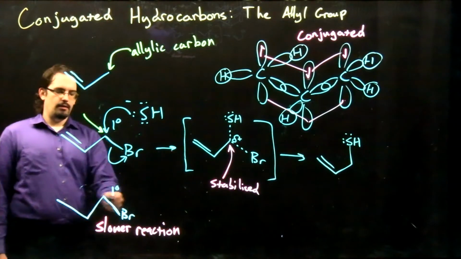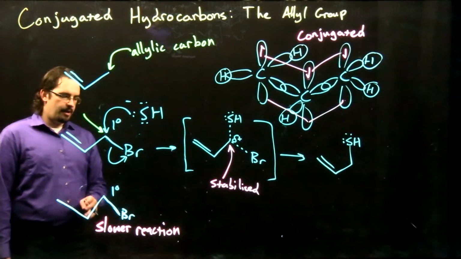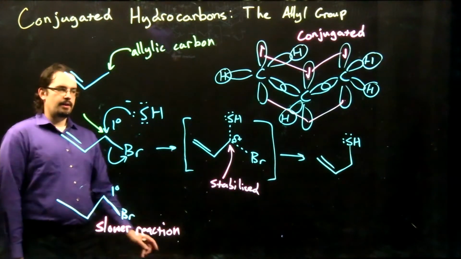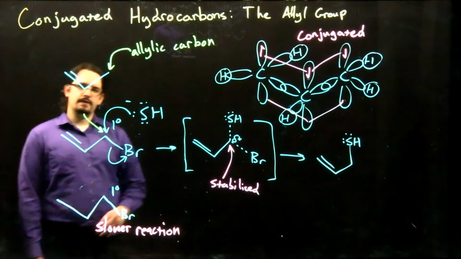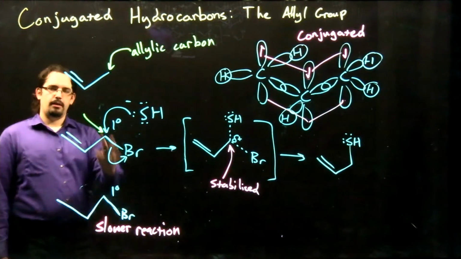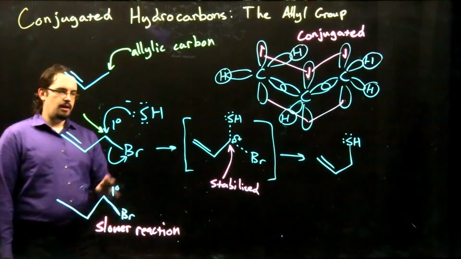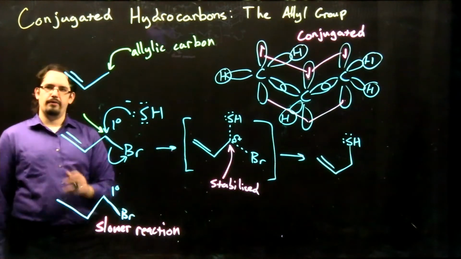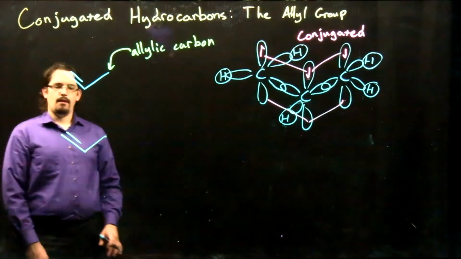So again, with our primary alkyl halide without my allylic group, I would see that reaction still, but it would be much slower compared to that similar primary alkyl halide with my allylic alkene.